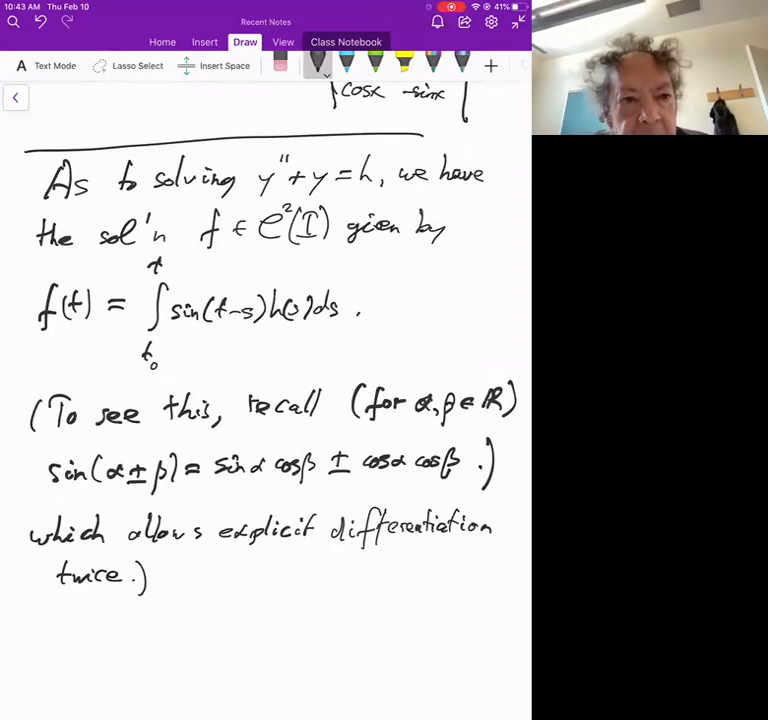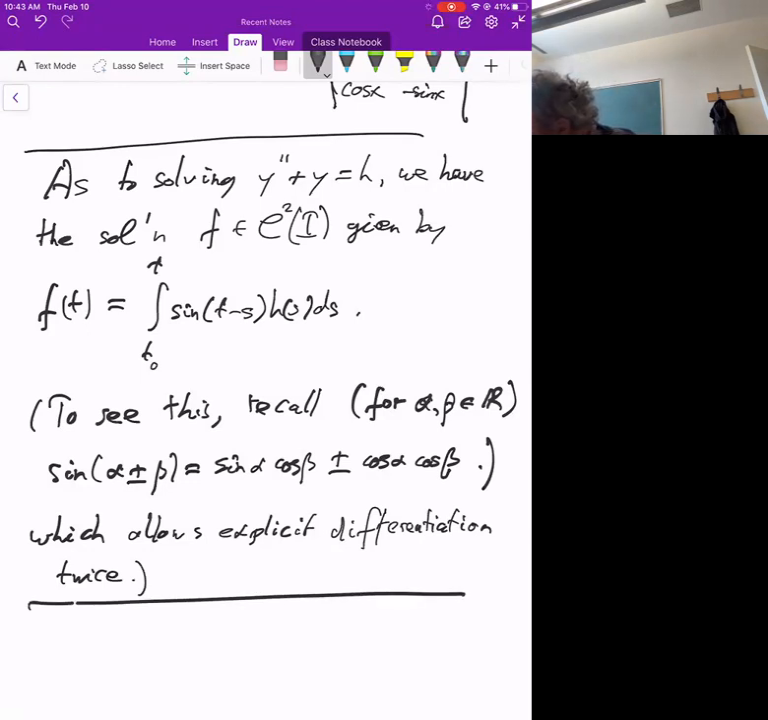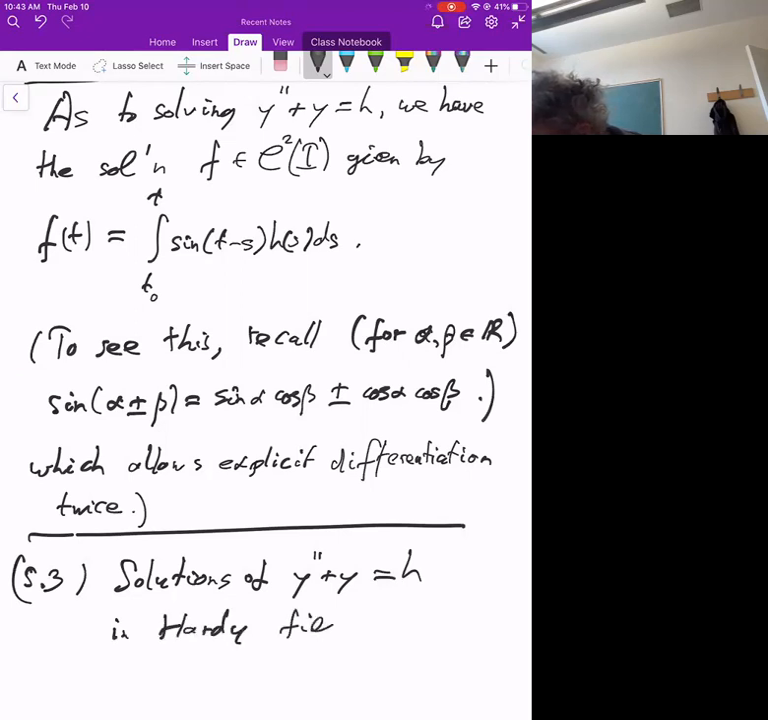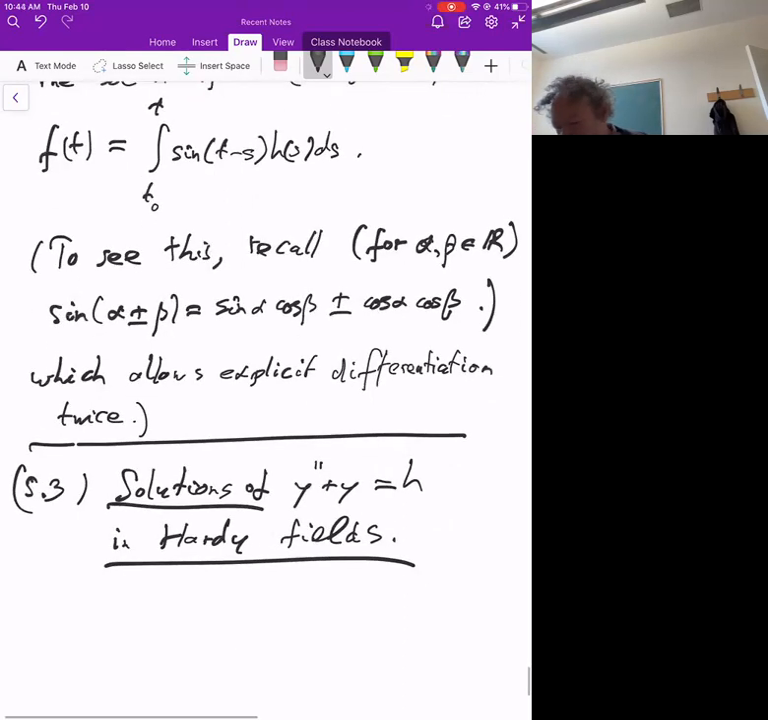And now, let me just say that the next subsection will be solutions of y double prime plus y equals h in Hardy fields. Right, but that will be next time.